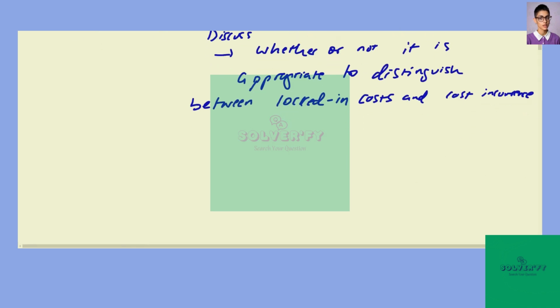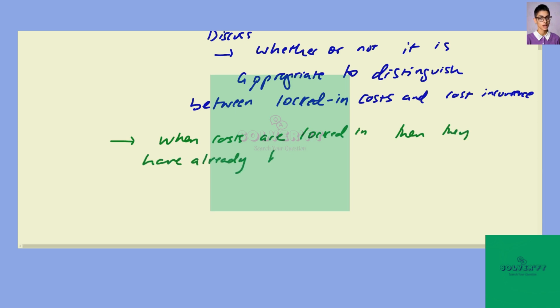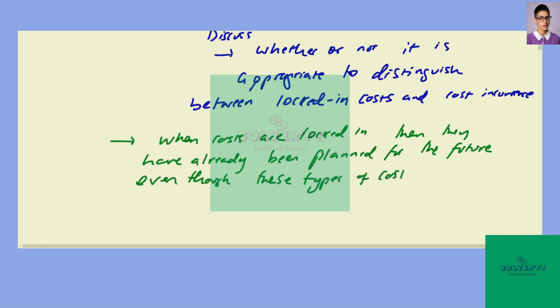So in our case, we're going to say that when costs are locked in, then they have already been planned for the future, even though these types of costs have not been incurred.